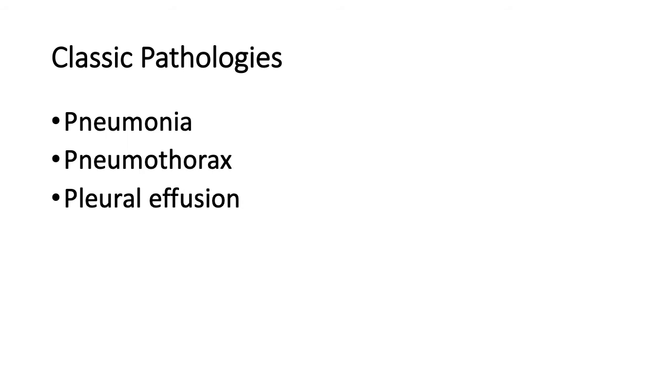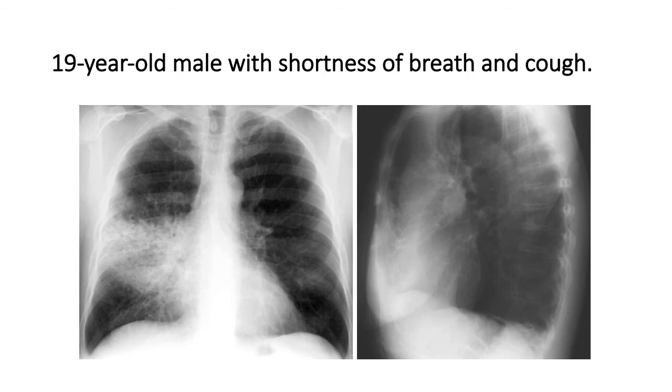Now that we've gone over the ABCs approach to reading a chest x-ray, we'll now go over some classic pathologies. This is a 19-year-old male with shortness of breath and cough. He had a chest x-ray taken with PA and lateral views.